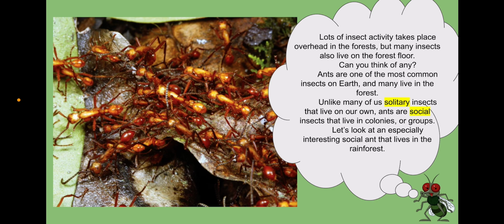Yep, in the picture we see ants. Ants are one of the most common insects on Earth. They live in the forest. Unlike many of us solitary insects that live on our own, ants are social insects that live in colonies or groups. Let's look at an especially interesting social ant that lives in the rainforest.